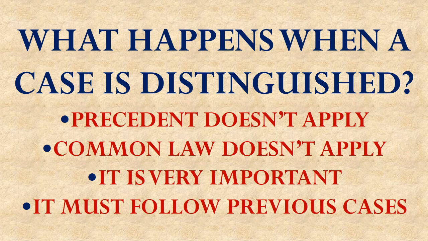What happens when a case is distinguished? Is it that the precedent doesn't apply? Is it that the common law doesn't apply at all? Is it that it's a very important case? Or is it something that must follow a previous case or cases? When a case is distinguished from others, essentially what judges are saying is the precedent doesn't apply here. Therefore, I as a judge can make up a new rule, which is a wonderfully empowering thing for judges. No wonder they love the common law, which they do, because it allows them to make up rules.